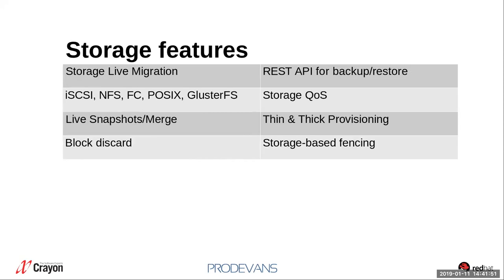Now coming to the storage features, it definitely has storage features also. In the storage features, you can see iSCSI, NFS, FC, where FC stands for fiber channel, and POSIX cluster FS. Live migration of storage is also possible, through the REST API for backup and restore support, and live snapshot merge. It has thin and thick provisioning. Thin provisioning is like, suppose we have a VM which has 10 GB of storage, and we have a physical disk.